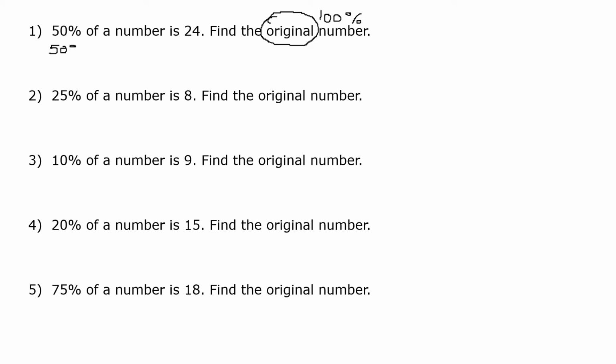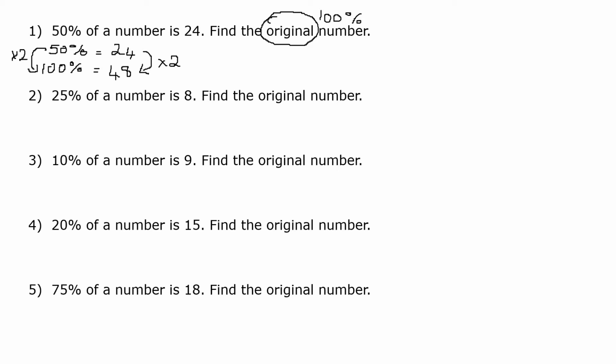So we know that 50% is equal to 24. I want to get to 100%. I know that to get from 50 to 100, I'm going to multiply by 2. So I'm going to do the same thing to my 24. 24 times 2 is 48. So my original number is 48.